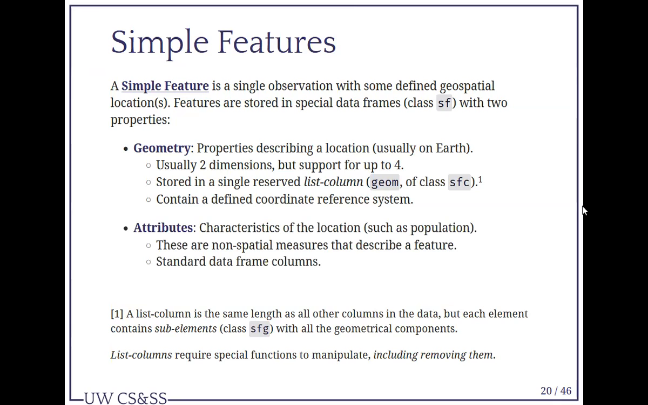Simple features data frames also include attributes. These are characteristics of the location, things like the population. These are often non-spatial measures that describe a feature. These are standard data frame columns that we're used to working with, but they're called attributes in a simple features object. One thing also to note, list columns require special functions to manipulate them. This includes removing them from your simple features.